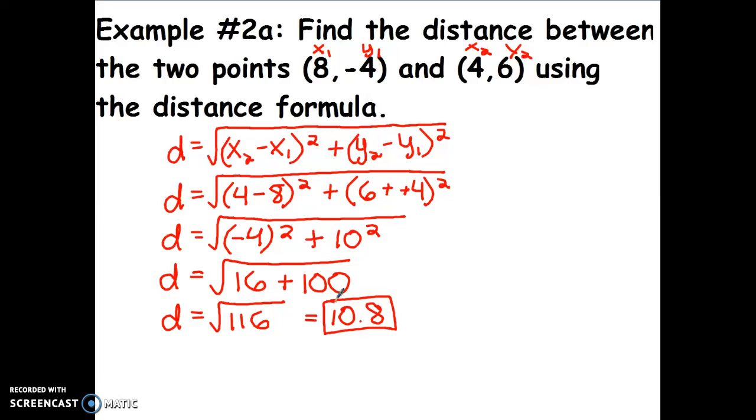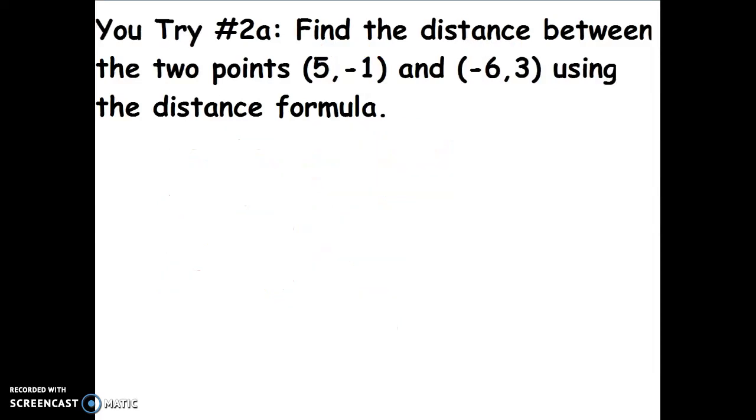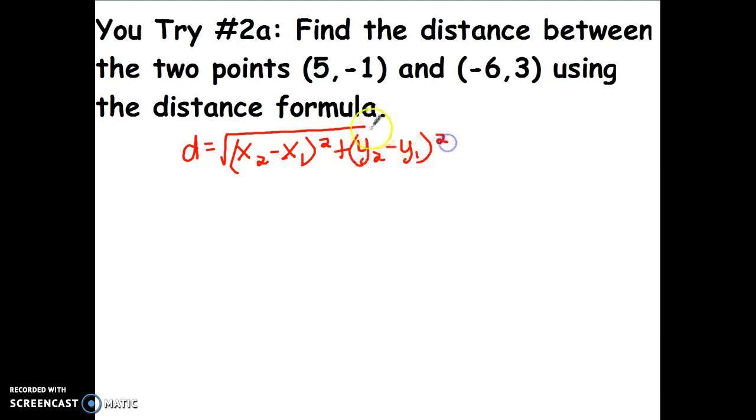All right, so I think you guys are ready to try one on your own. All right, so take a moment to write this down, work it out, and press play when you're ready to see if you got the answer right. All right, so first thing, write your formula down. Okay, label your ordered pairs. X1, Y1, X2, Y2.